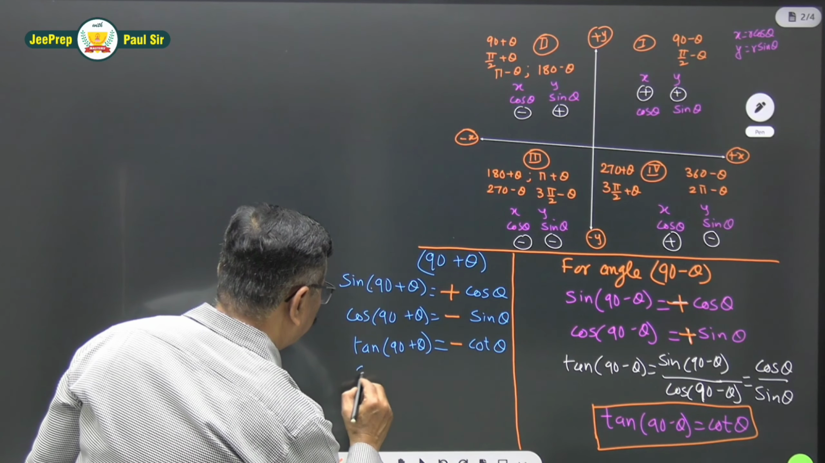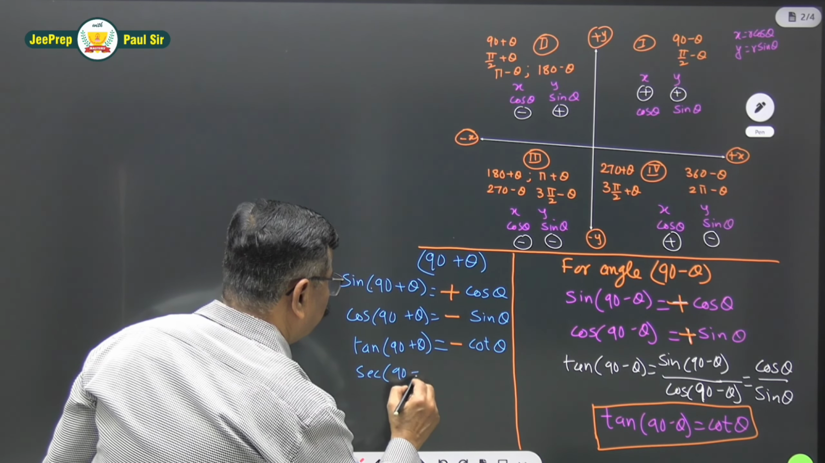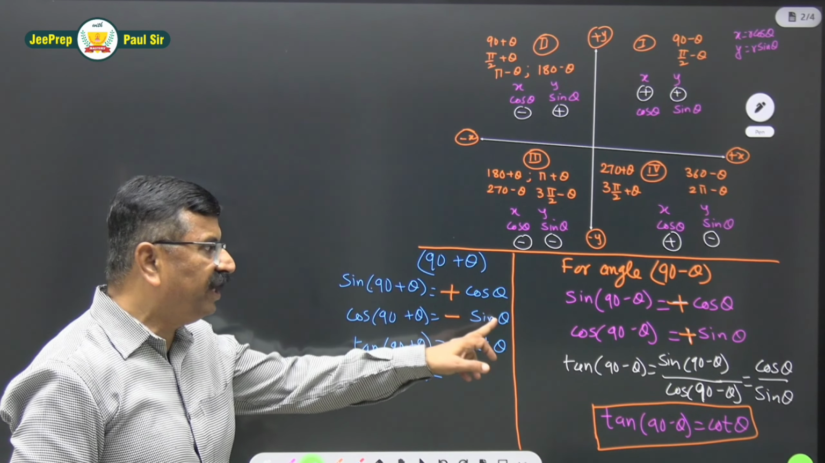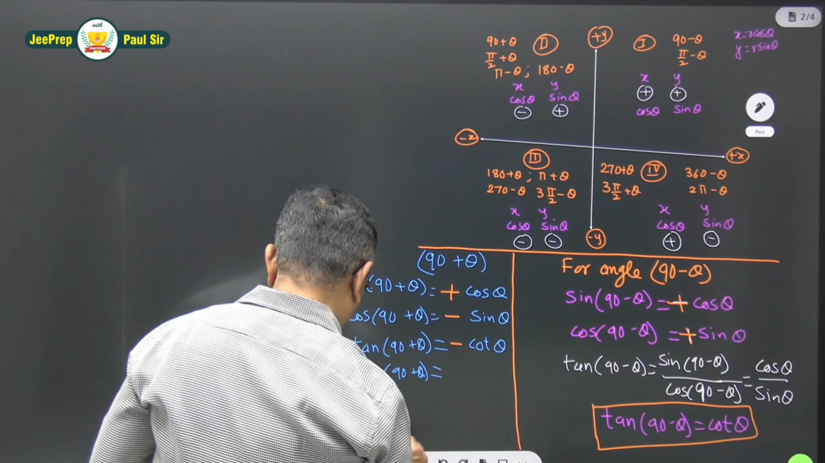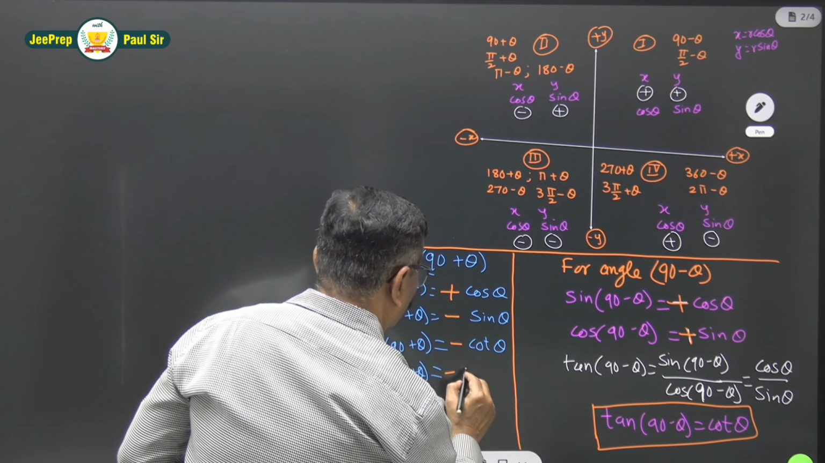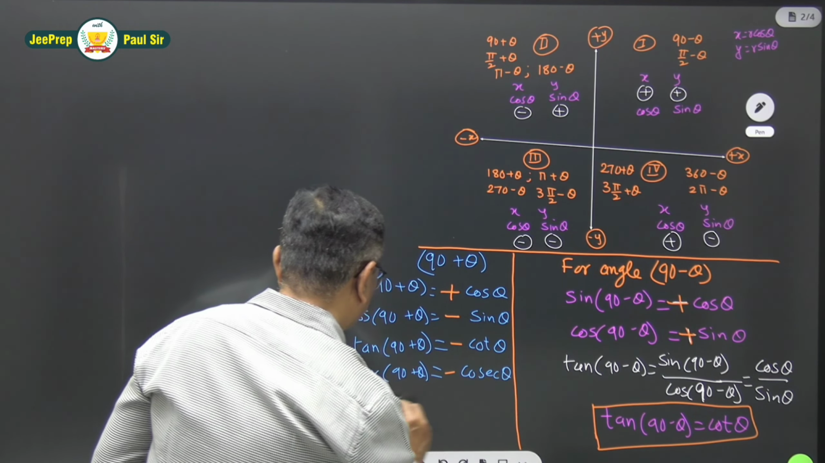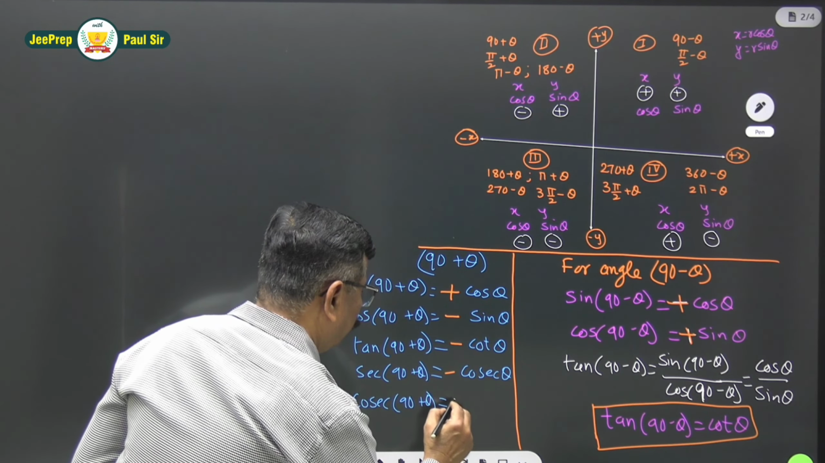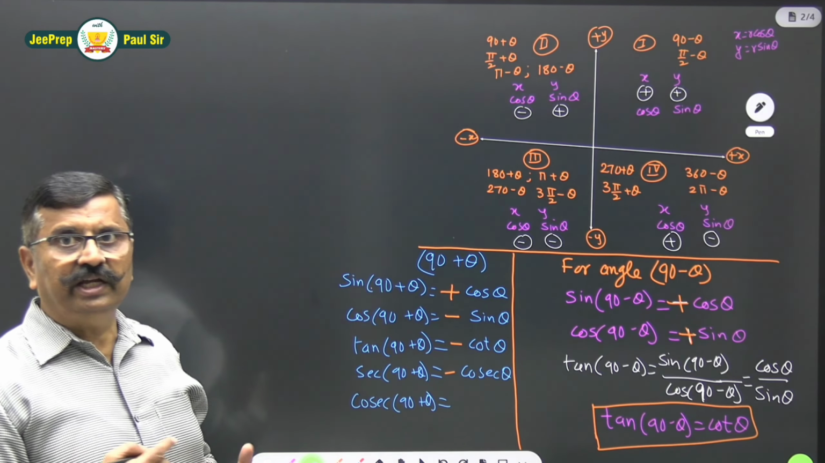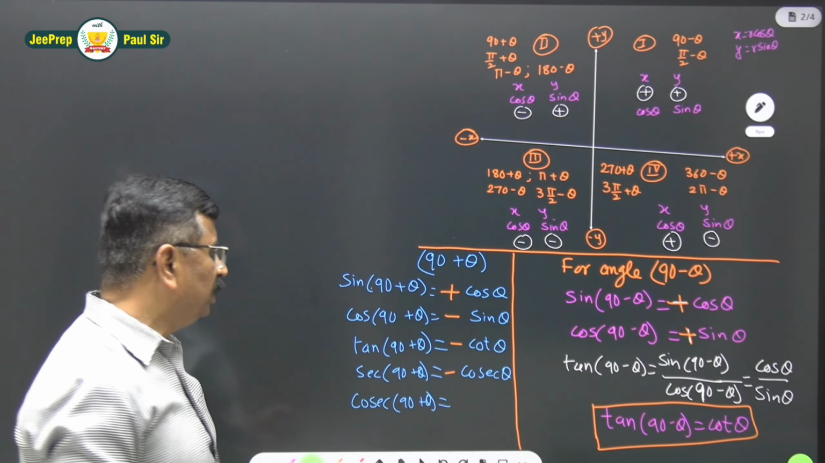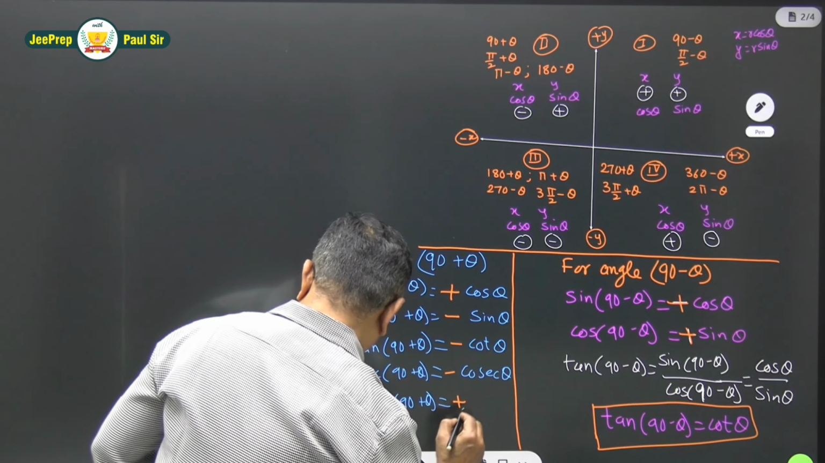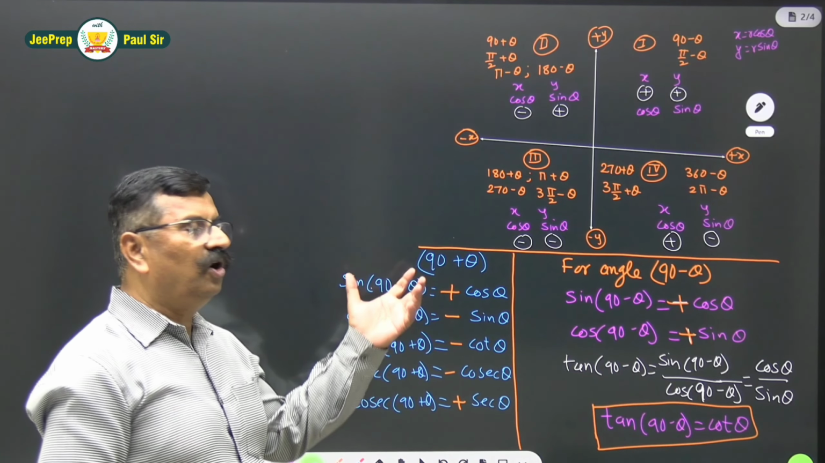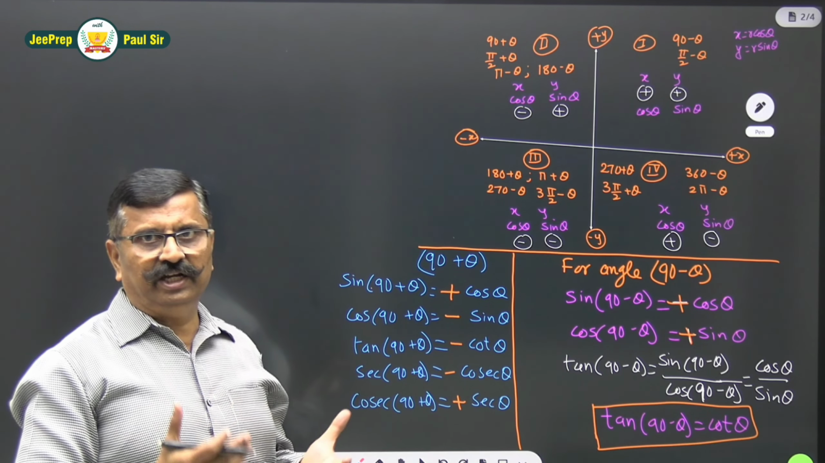Then what will be sec 90 plus theta? Now what do you mean by sec? Sec means 1 upon cos. What is cos 90 plus theta? Minus sine theta. So therefore, this will become minus cosec theta. Same way, cosec 90 plus theta will be 1 upon sine 90 plus theta, but sine 90 plus theta is plus cos theta. So this will become plus sec theta. So these are the trigonometric ratios of the angle 90 plus theta.